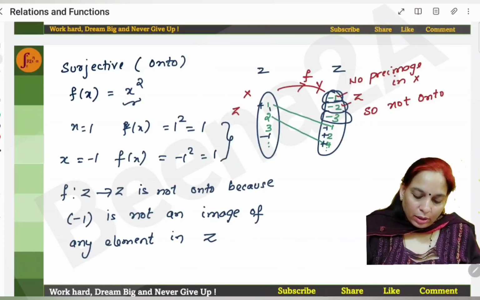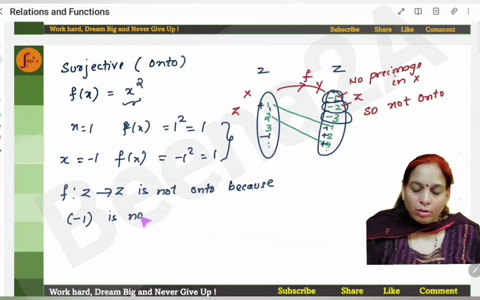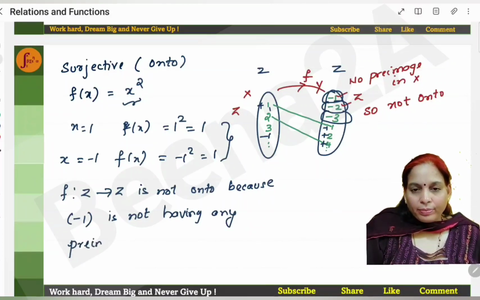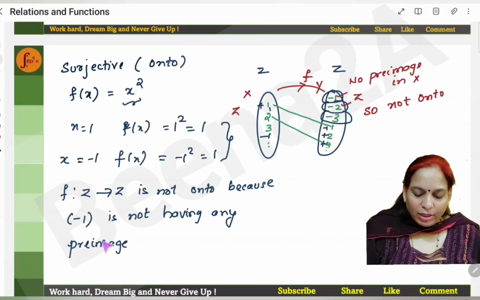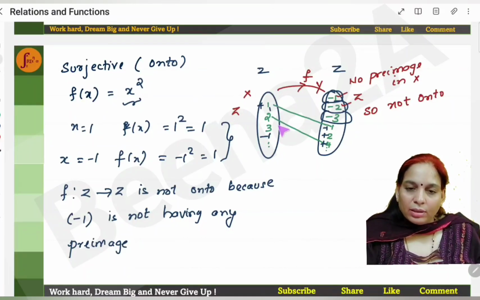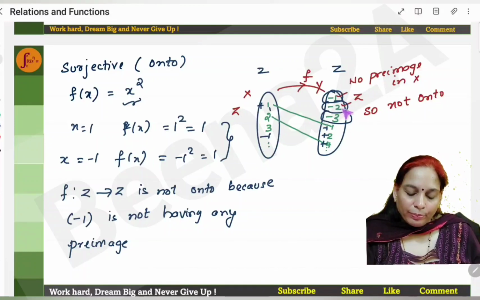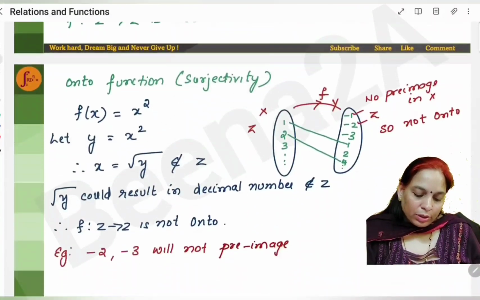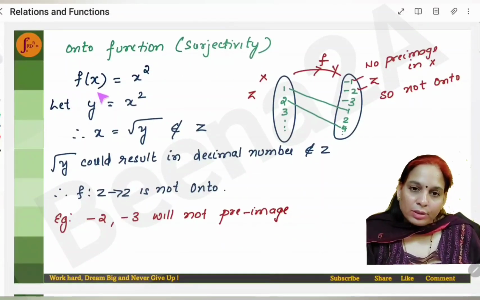Or I could also say it's not onto because minus 1 does not have any pre-image, right? The elements here you can call pre-images. So minus 1 from this particular set doesn't have any pre-image. Now the other method is, you can use another method also. You can use this method.